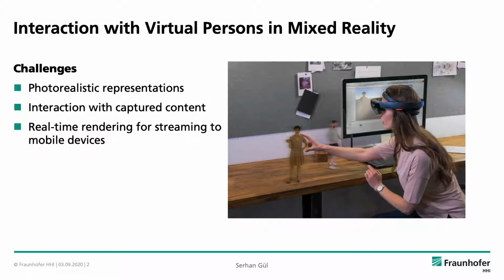use cases. First of all, we need a way to capture representations of persons in a photorealistic way. Secondly, we need to create the content such that it can be modified after capture. In other words, we need animatable content, and we need a natural way of interaction with the captured content. And lastly, we need to be able to render those interactive representations in real time and stream them efficiently to mobile devices like mixed reality glasses. Think about, for example, HoloLens.